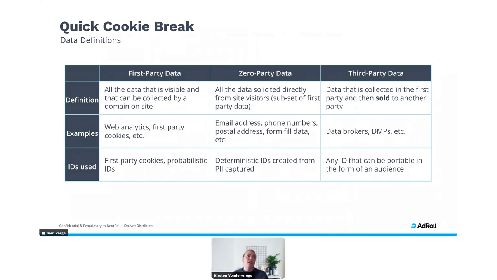So, first, zero and third party data represents something entirely different. First party data is everything that can be observed on a domain. Typically, examples include things like the use of visitor data that is captured against cookies. Where this gets a little confusing is that first party cookies, even third party cookies, here would still qualify as first party data. Zero party data is anything that is solicited from site visitors. So this includes form fills, preferences, and personally identifiable information, including email addresses, phone numbers, postal addresses, things like that.